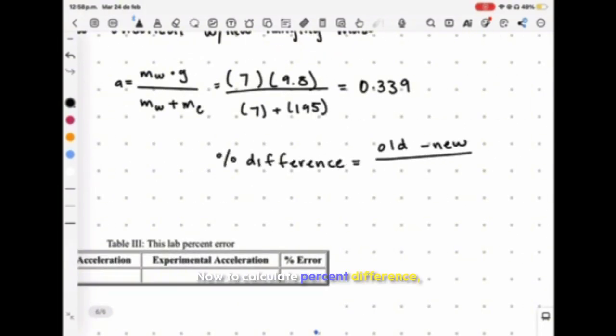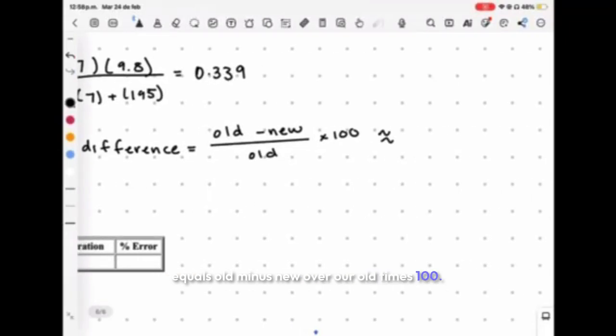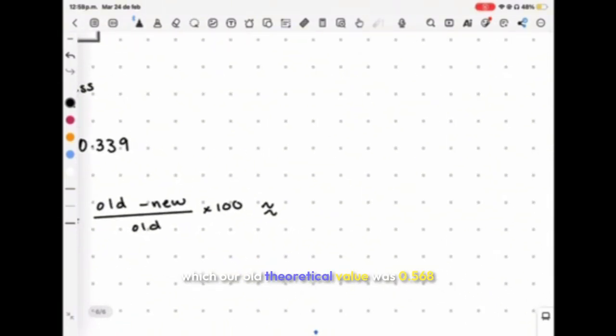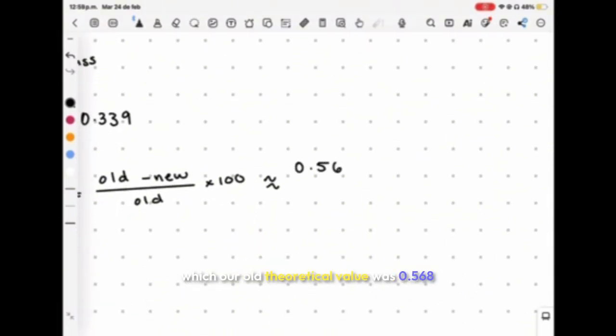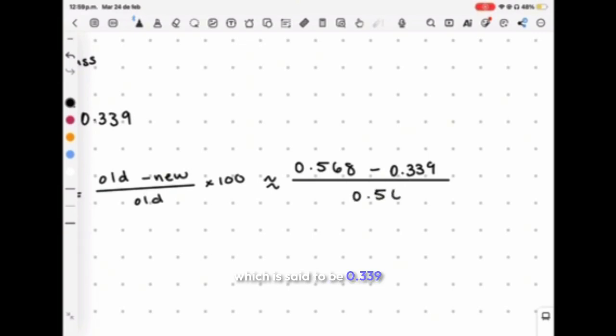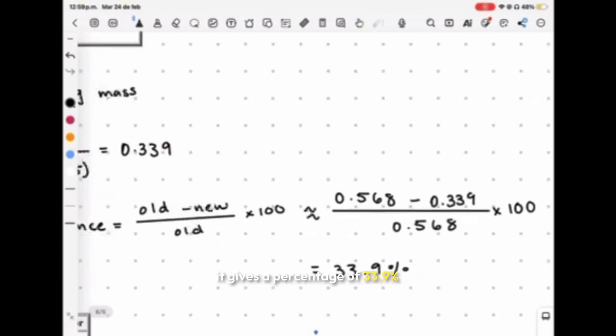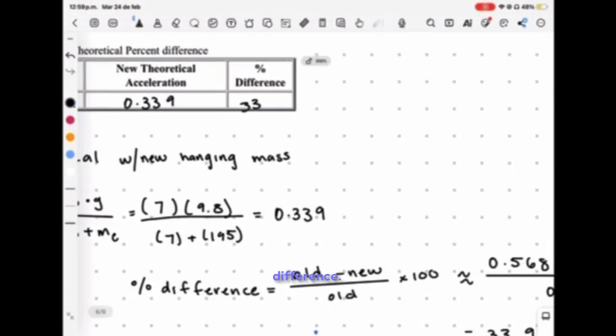Now, to calculate our percent difference, we use the formula percent difference equals old minus new over old, times 100. Then we plug in our values, where our old theoretical value was 0.568, minus our new one, which is 0.339, over our old, which is 0.568, times 100. Put in the calculator, it gives a percentage of 33.9% difference.